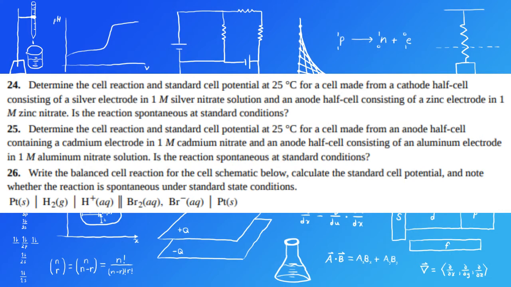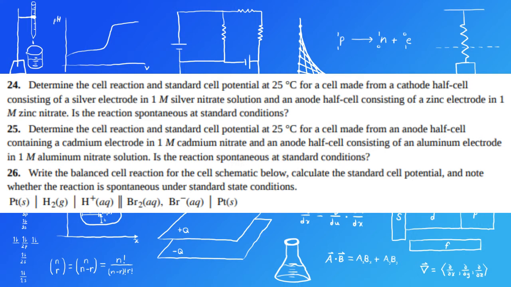Determine the cell reaction and standard cell potential at 25 degrees Celsius for a cell made from a cathode half cell consisting of a silver electrode and 1 molar silver nitrate, and an anode half cell consisting of a zinc electrode in 1 molar zinc nitrate. Is the reaction spontaneous at standard conditions?